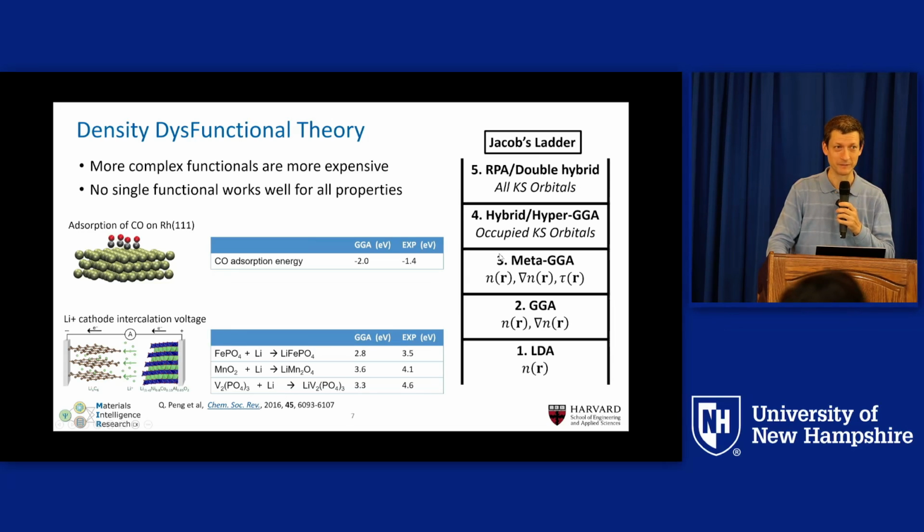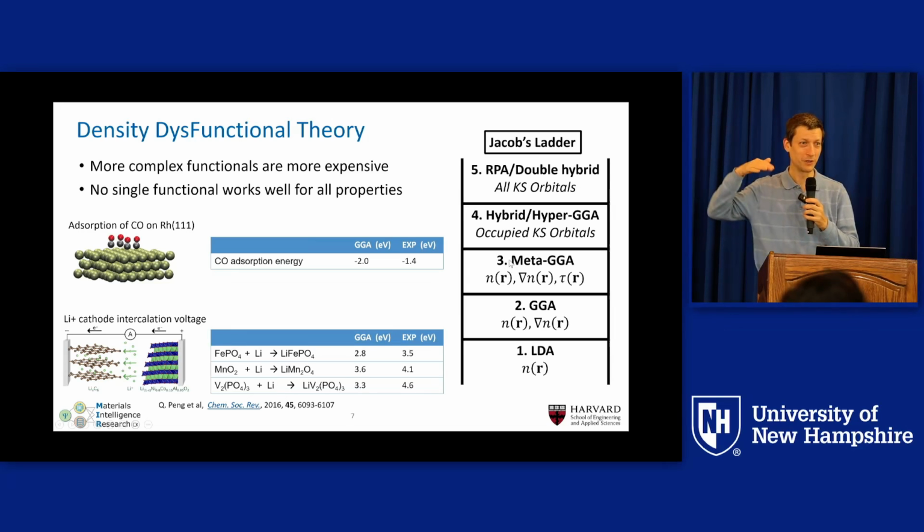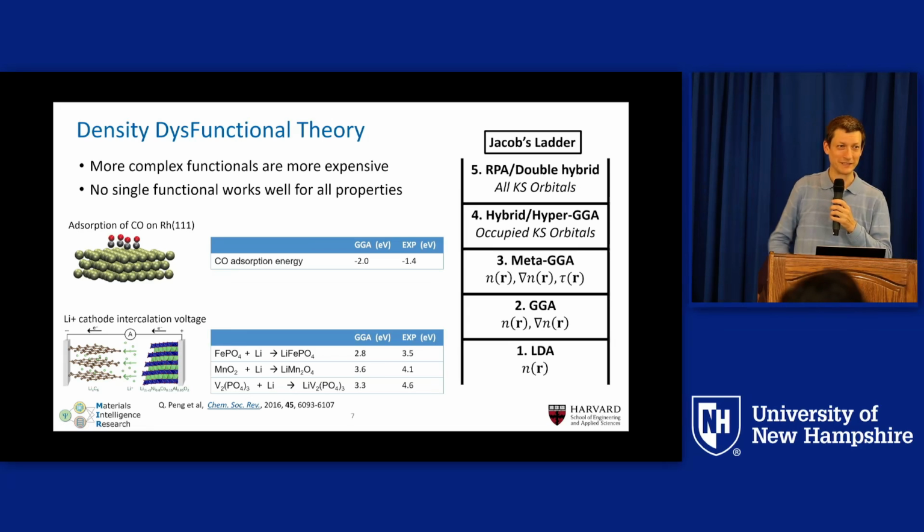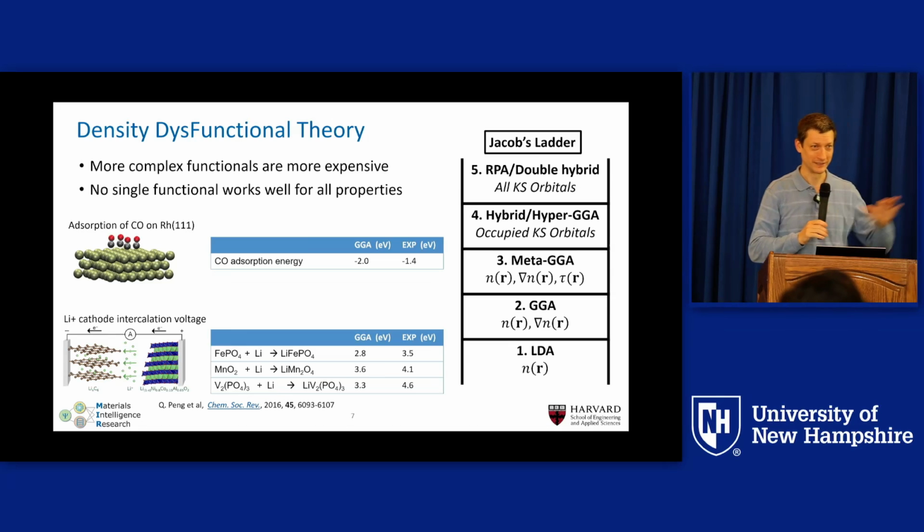RPA is a random phase approximation. You can go up to many-body methods like that to incorporate some of the correlation once everything else doesn't work. Tau is the kinetic energy density. Yes, it's for the kinetic energy density.